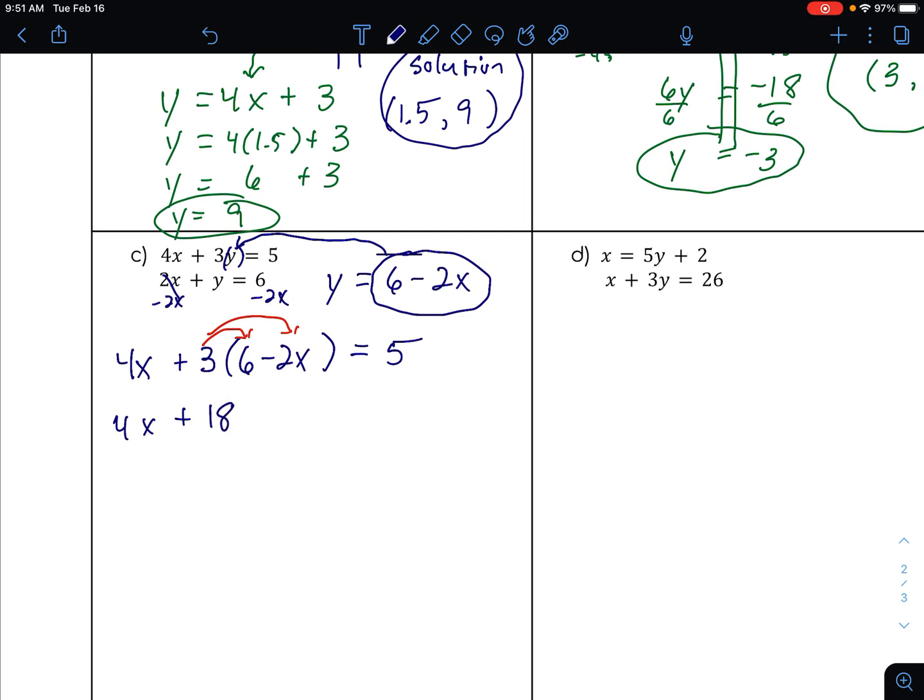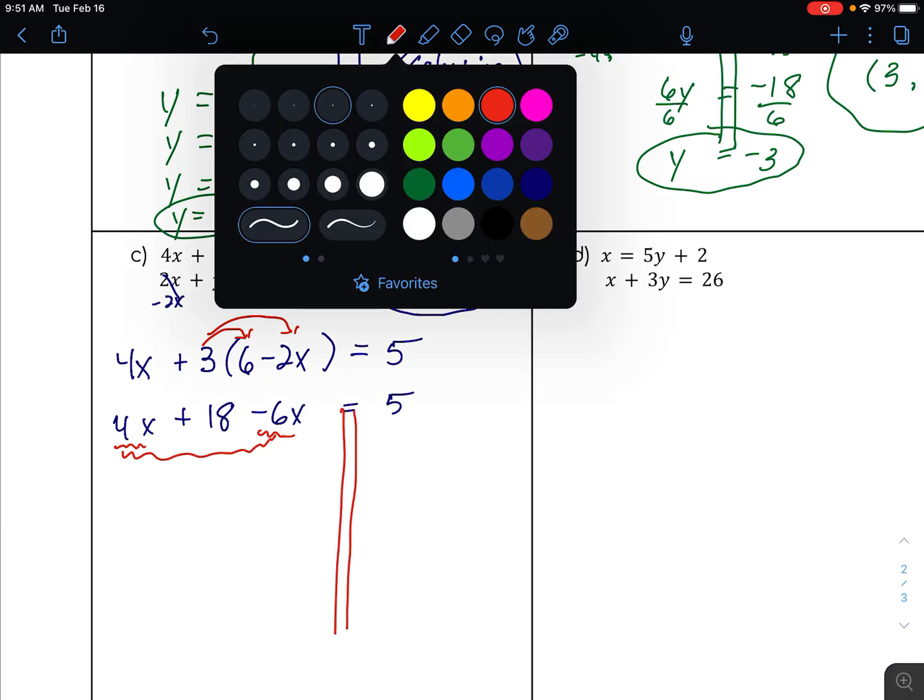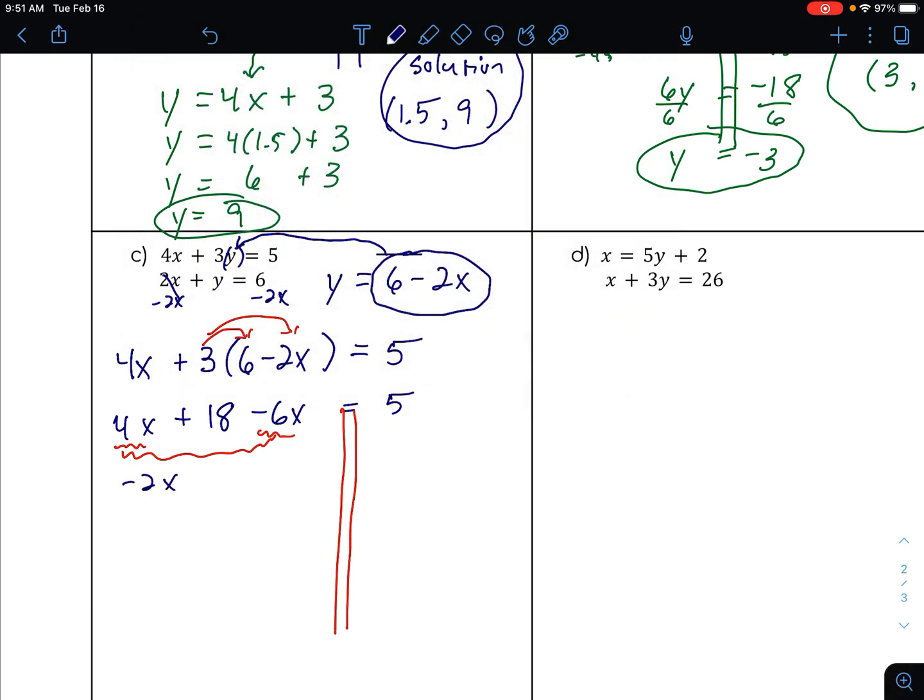4x plus, 3 times 6 is 18. 3 times negative 2x is a minus 6x equals 5. Combine our like terms together. In this case, the 4x plus the negative 6x, we can put those together since they're on the same side of the equation. So that would be 4x plus negative 6x would be a negative 2x plus 18 equals 5. And now let's go ahead and subtract 18 from both sides. Negative 2x equals negative 13.